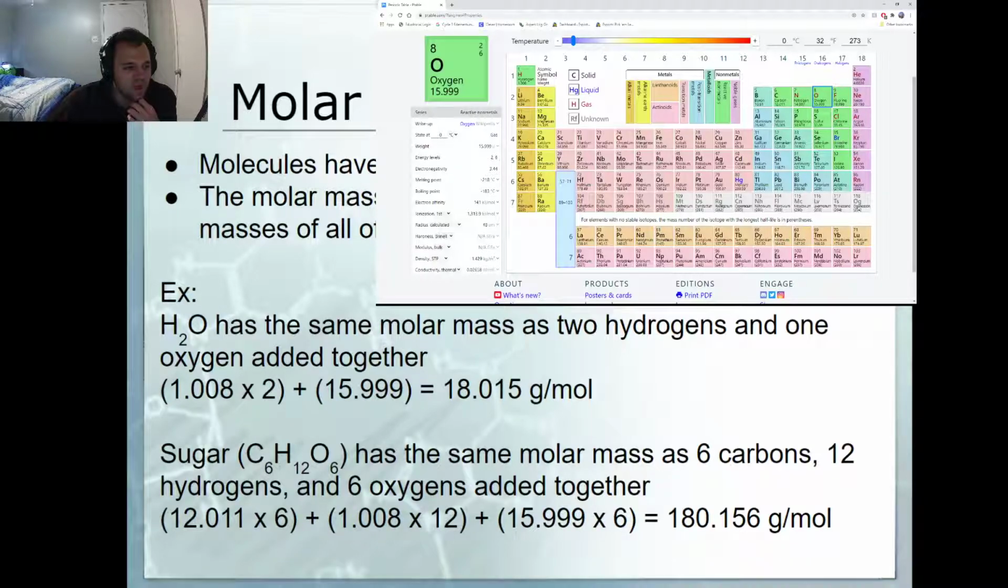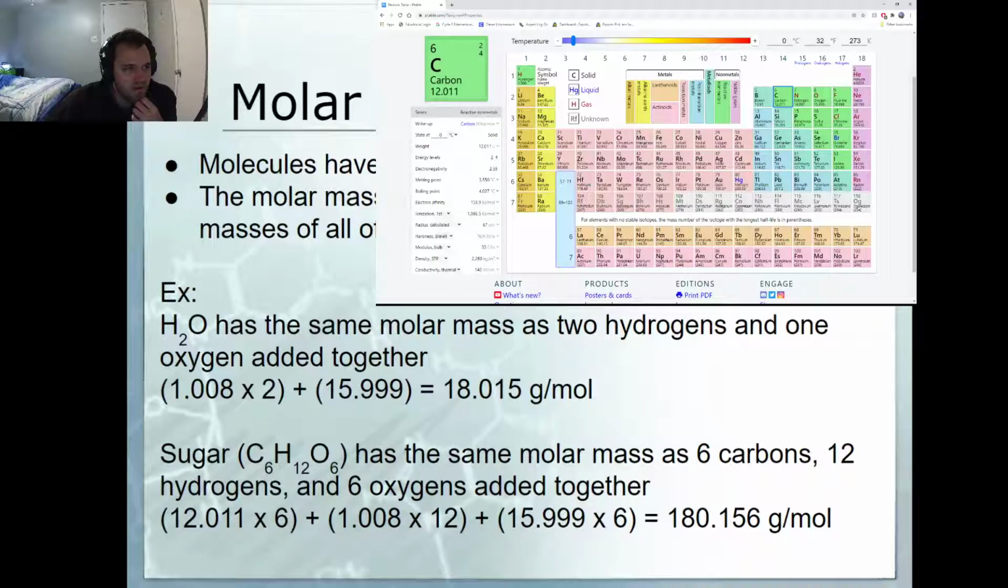Alright, so that one was relatively simple, but you can also have some more complex compounds. Like if you look at sugar, for example, sugar is a little bit longer formula. You've got C6H12O6, so 6 carbons, 12 hydrogens, and 6 oxygens. So just like we did before, we're going to find each individual atomic mass for these elements, multiply it by how many of them we have in our formula.